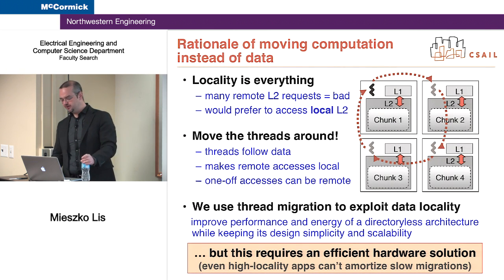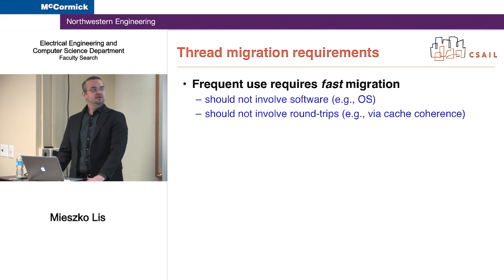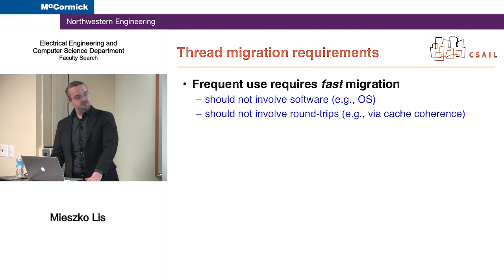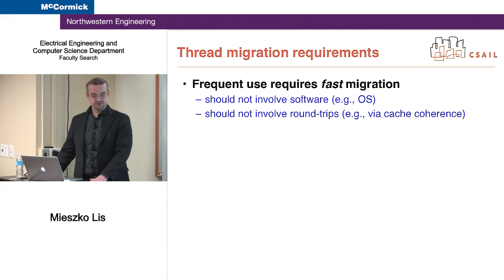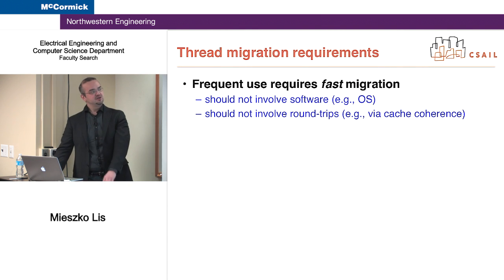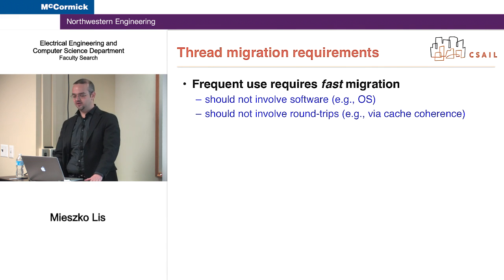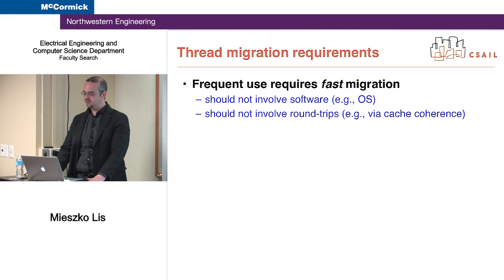So if we were going to build this in hardware, what would we like? We would like the migration to be fast. So specifically, we decided that it should not involve the operating system or any kind of software because it's just too slow. You cannot amortize locality. There's not enough locality in a computation to amortize slow migrations, and it should not involve round trips. Like in cache coherence, you basically have to do a redirection through a directory and whatnot. So we try to get rid of that as well.